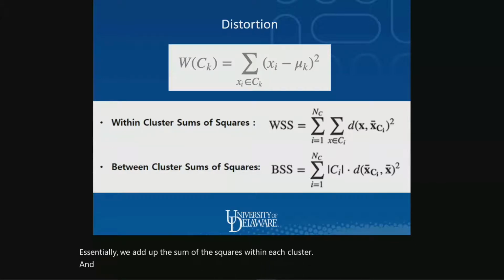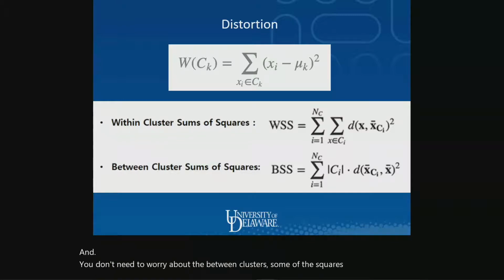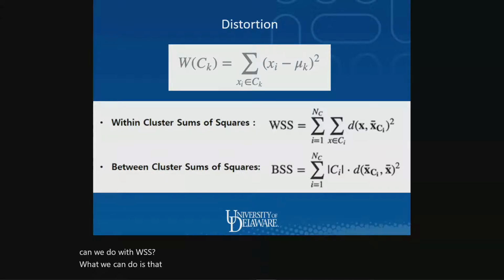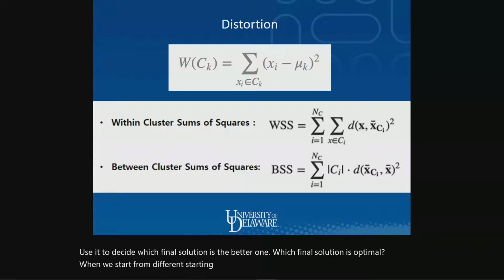And you don't need to worry about the between cluster sum of squares, which is about the distances between the clusters. We don't need that measure in our analysis. But now what can we do with WSS? What we can do is simply use it to decide which final solution is the better one, which final solution is optimal when we start from different starting points, different initial conditions.